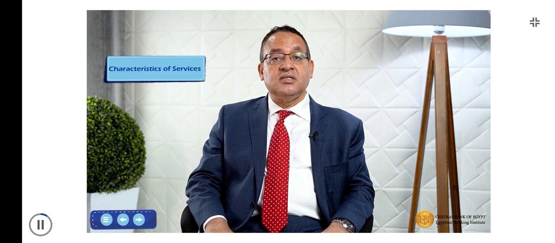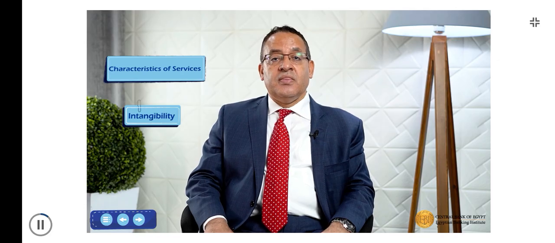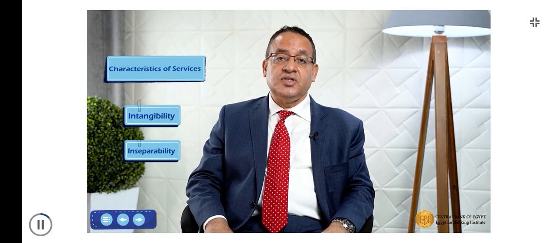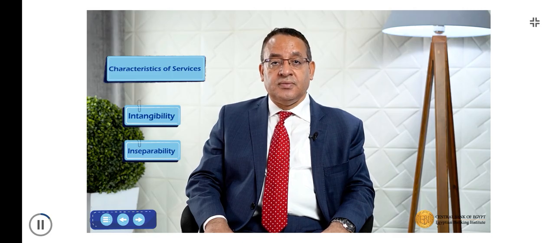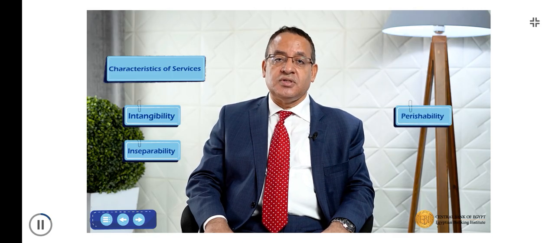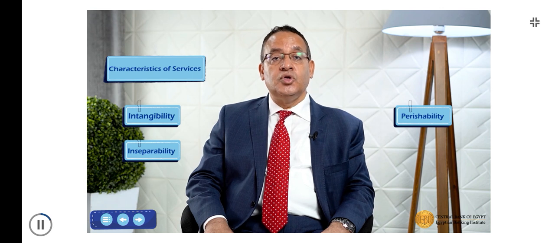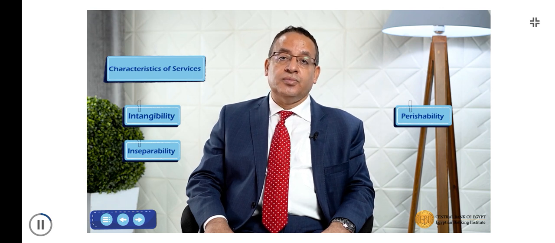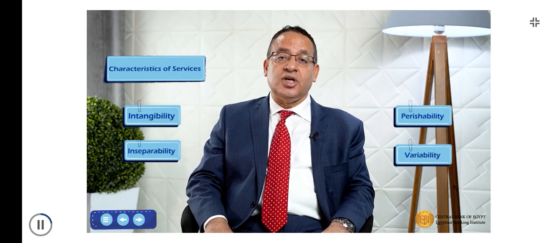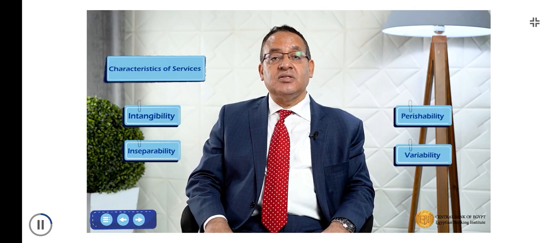First characteristic is intangibility. You cannot see or touch the service. The second is inseparability. You cannot separate the service from the service provider. The third is perishability. We cannot store services. Services, once produced, should be consumed. The fourth characteristic is variability. It's also called heterogeneity. Variability means services are different from time to time.